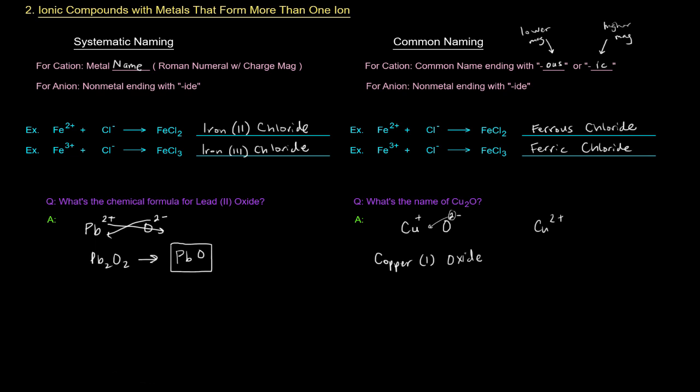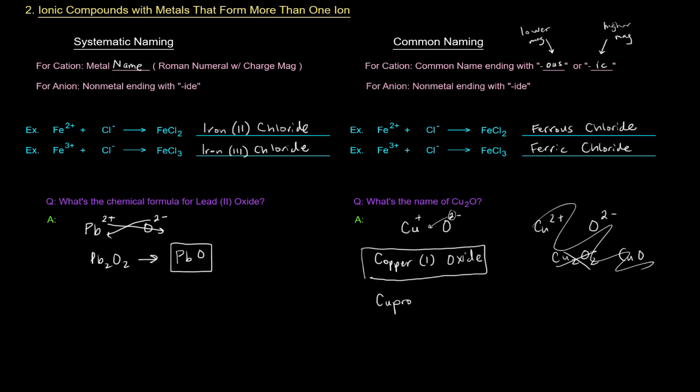Copper 2 would have been Cu2 plus. And just to show you over here, that could have been Cu2 plus and O2 minus. That would have ended up being Cu2O2, which of course would simplify down to CuO. And so that's the formula that we would have had if it was copper 2 oxide. But that's not the case here, okay? So I could name this as copper 1 oxide, and that would be correct. But if I'm using common naming, then that would be cuprous oxide. Again, I don't really like common naming, but that would be the correct common name, okay?